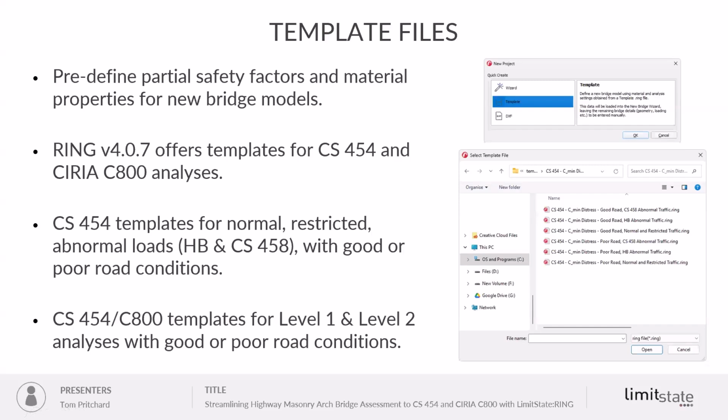Any ring file can be used as a template for a new model. The key values for partial factors and material properties are then extracted and used, and it leaves the changeable parts, such as the geometry and the loading, to be specified by the user. And when you come to save the file, it will prompt you for a different name so you don't accidentally save over the original template.